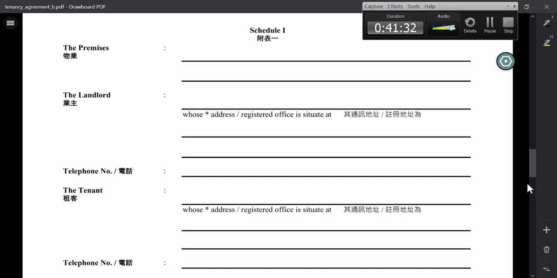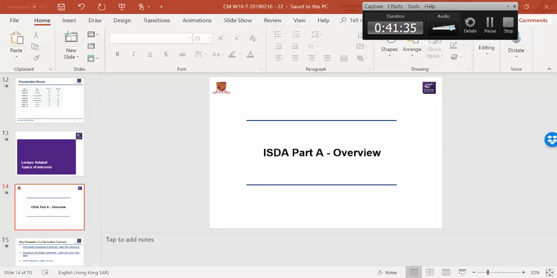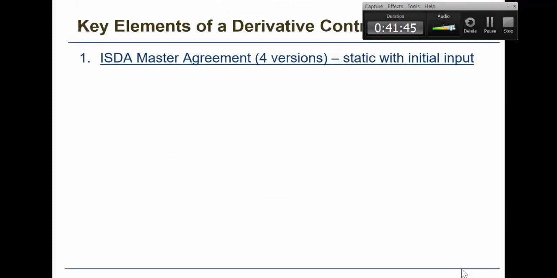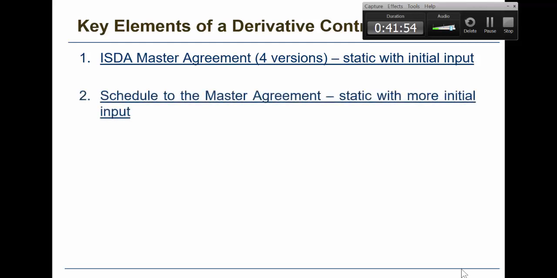Okay. Now ISDA is similar. So in the ISDA documentation framework, there are 5 elements. So there is a master agreement. I will show you what that looks like in a moment. There is a schedule to the master agreement. Now the master agreement is practically totally static. Static means it doesn't change much. The schedule is also static, but you have more inputs. And then there are ISDA definitions, and you don't make any inputs at all.